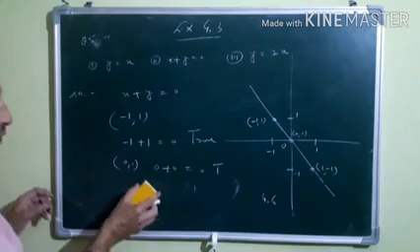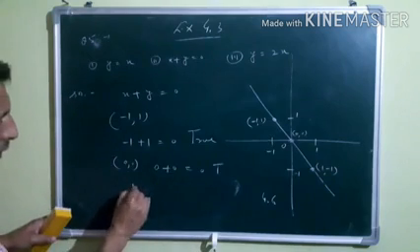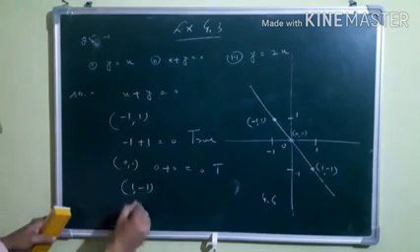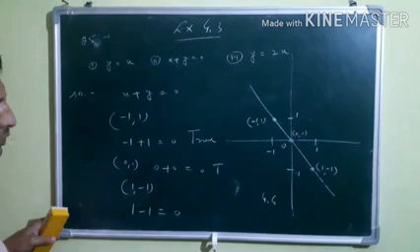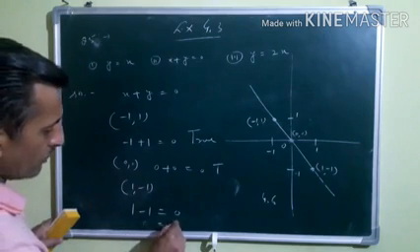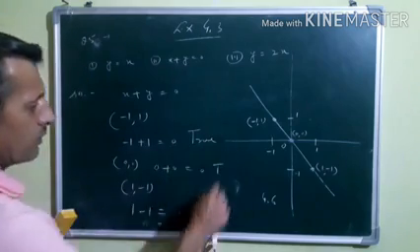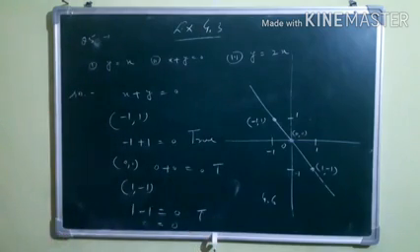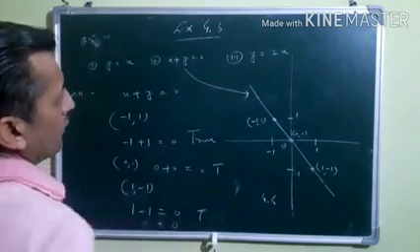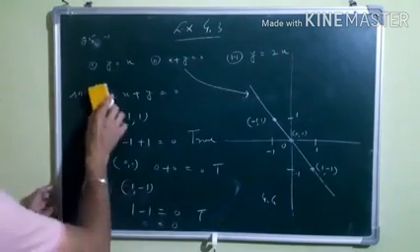And the last point is (1, -1). That means x is equal to 1 and y is equal to -1, and 1 minus 1 is equal to, once again, 0. So in this case, both sides are equal. All these points satisfy this equation. So that means this is the line of this equation. This we have to verify here.